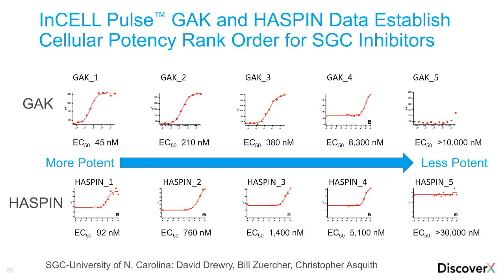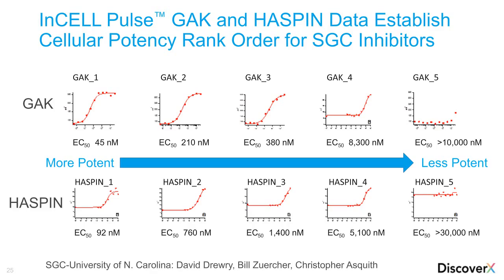Let me show you two examples, GAC and HASPIN kinases, and look at the potency rank orders that they established. This is shown in this slide, the GAC kinase at the top, HASPIN at the bottom. They successfully ran the assays, generated the rank order potencies, and obtained sub 100 nanomolar concentrations, or EC50s, excuse me. Left to right, it gets less and less potent.